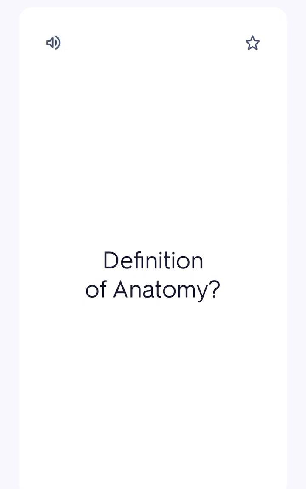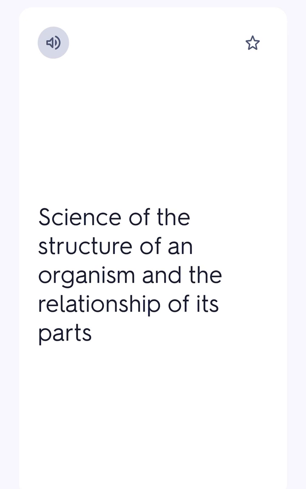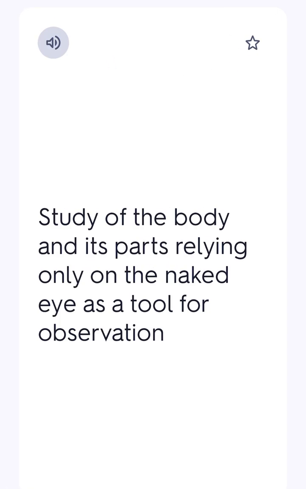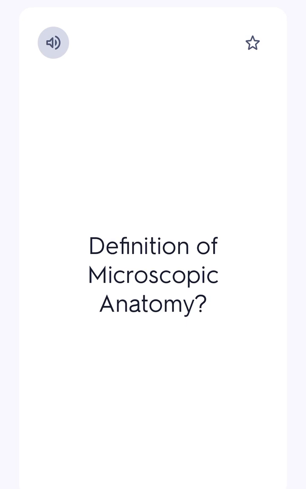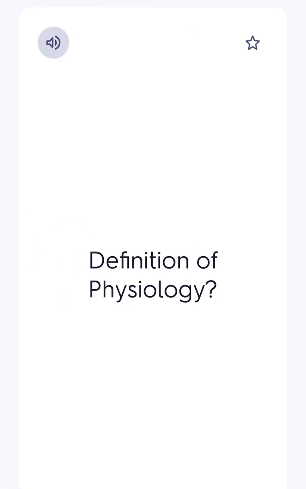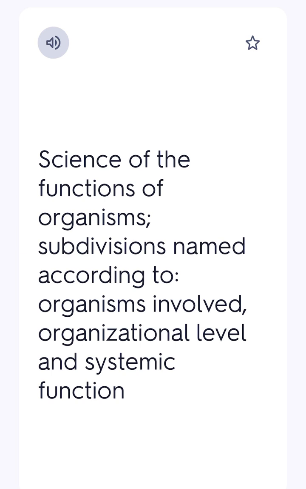Definition of anatomy. Science of the structure of an organism and the relationship of its parts. Definition of gross anatomy. Study of the body and its parts relying only on the naked eye as a tool for observation. Definition of microscopic anatomy. Study of body parts with a microscope. Definition of physiology. Science of the functions of organisms. Subdivisions named according to organisms involved, organizational level and systemic function.